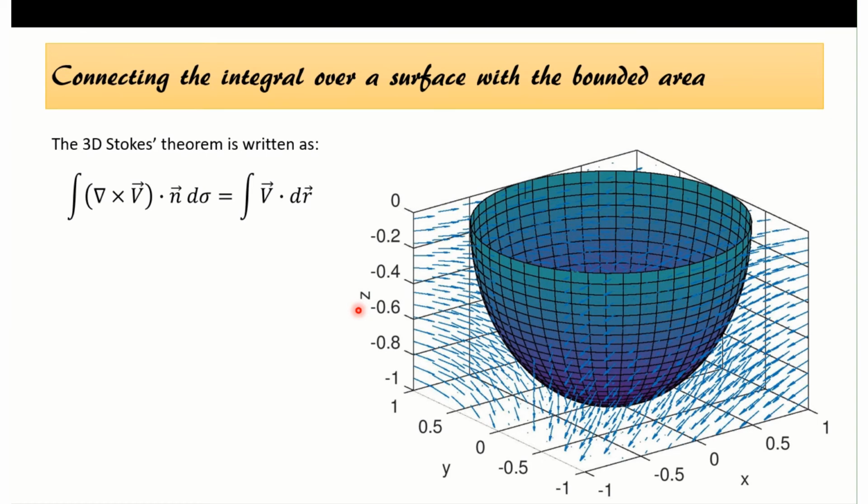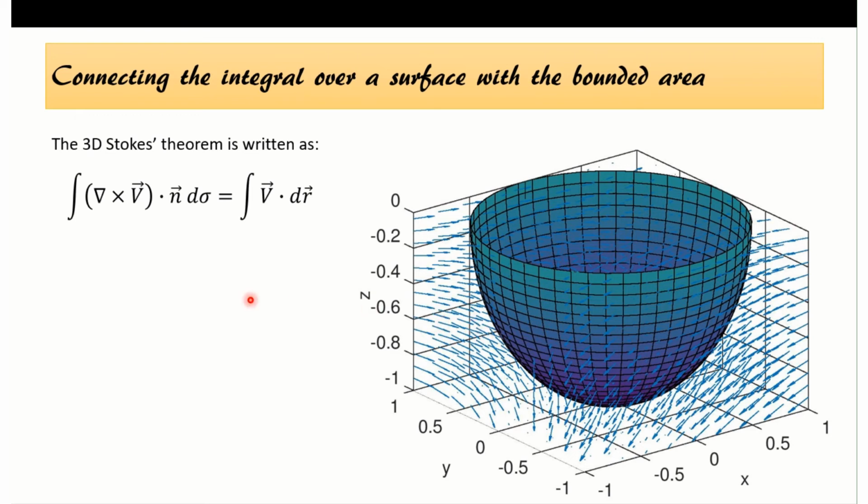So here I have made a plot where these arrows are my vector field. Okay, we'll talk about this vector field, but this is just an example. So this is a vector field, and this is my hemisphere, which is the bottom half of the hemisphere. This is 0 and this is -1.